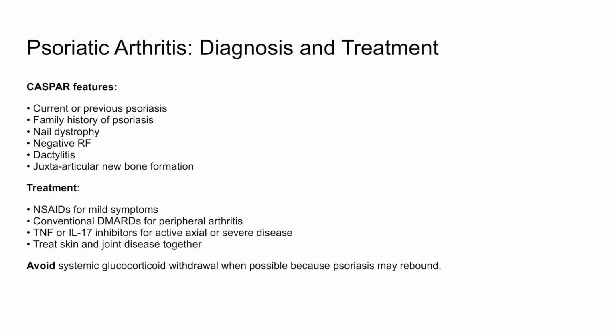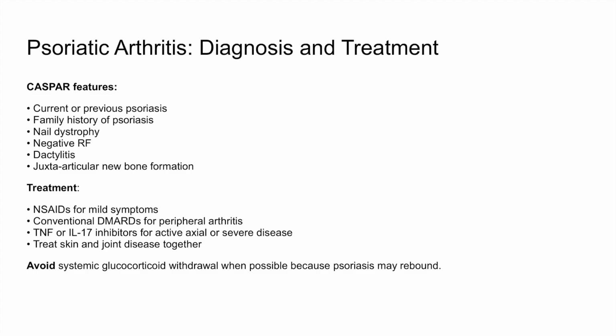All right, so psoriatic arthritis is classified using features such as current or previous psoriasis, a family history of psoriasis, nail dystrophy, a negative rheumatoid factor, dactylitis, and new bone formation near a joint. Treatment depends on disease pattern. NSAIDs may control mild symptoms, while conventional DMARDs are used for persistent peripheral arthritis. More severe disease or active axial involvement may require TNF or IL-17 inhibitors.